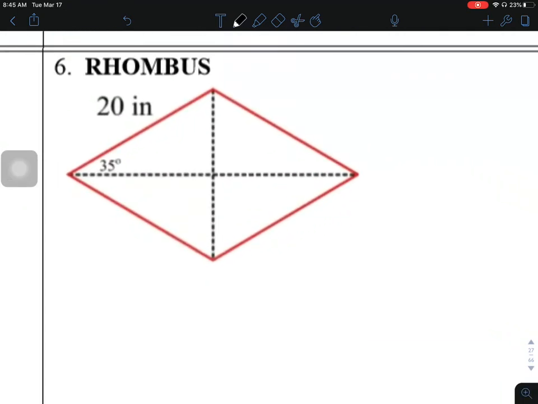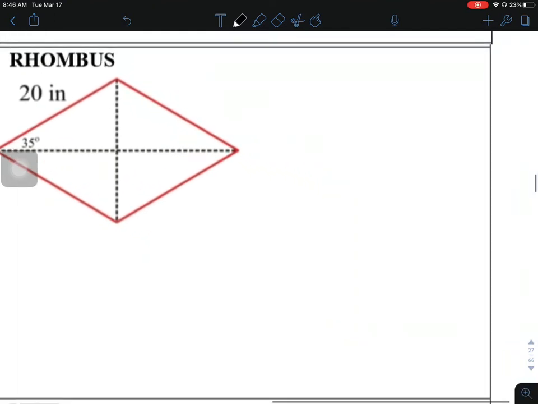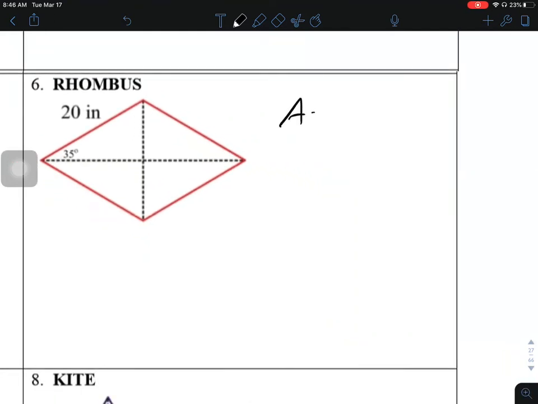Number 6 is also a rhombus. We are not so fortunate to have a special right triangle, so this is going to take some work for us. So big picture-wise, the area of this rhombus is 1/2 diagonal 1 times diagonal 2. We don't know either. In a rhombus, the diagonals are always perpendicular. So we can use this right triangle and right angle trig to figure out what we'll call this x and what this is we'll call y.